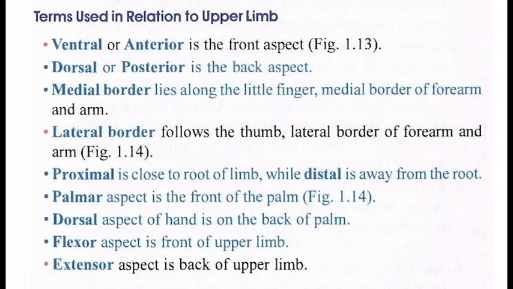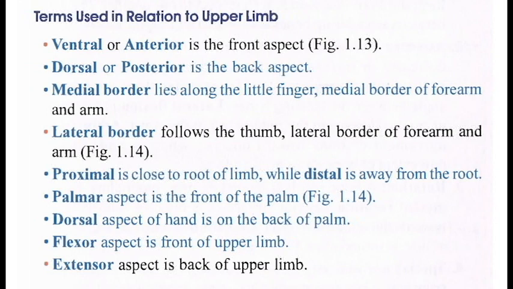Upper limbs, arms. Ventral, anterior: front of the arm. Dorsal, posterior: back of the arm. Medial border: the side of the little finger extending up to the elbow. Lateral border: the side of the thumb. Palmar aspect: the palm of the hand. Dorsal aspect: the back of the hand.